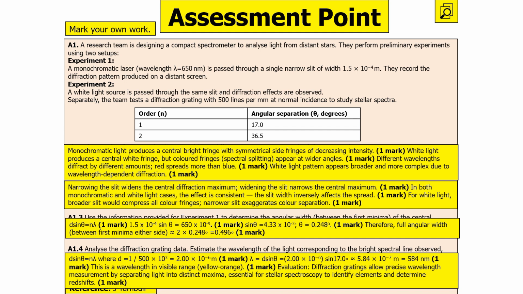So therefore we work out lambda, we put all the values in, to be equal to 584 nanometers. This is a wavelength in the visible range. It's a yellowy-orange visible light. So the diffraction gratings will allow precise wavelength measurements by separating the light into distinct maxima. Essential for stellar spectroscopy, it will identify elements and determine redshifts.